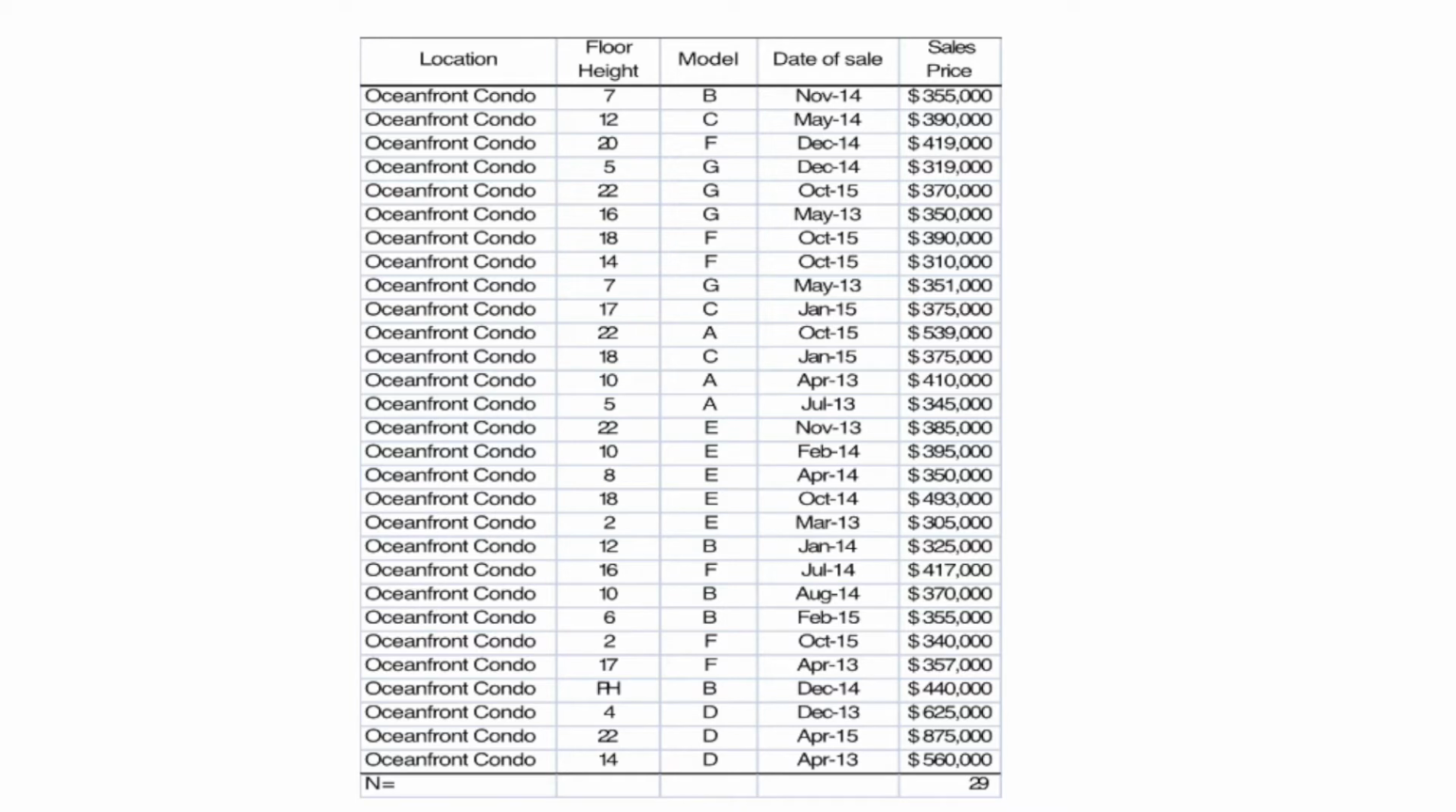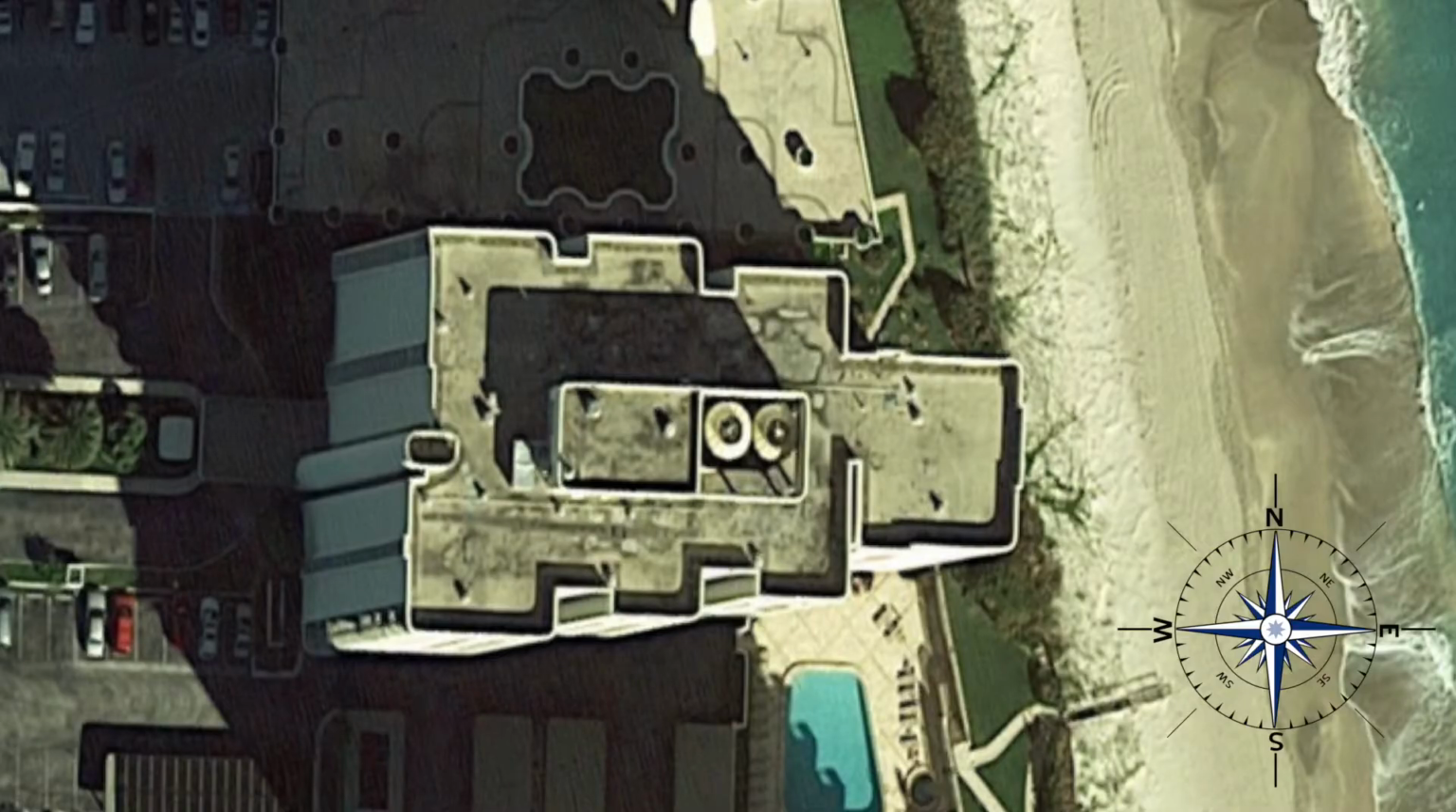Now, what we're going to look at now is sales that closed in 2013, 2014, and 2015, with an emphasis on sales from 2013. This is the building in which the sales are located. You're looking at the south side of the building. Obviously, it faces east. You can see three stacks of units. The first one, the one closest to you, has the highly romantic name of the A unit. Then there's the B and the C unit.